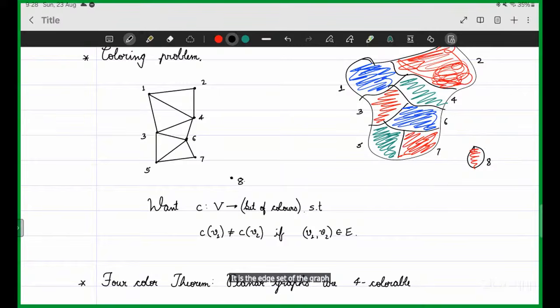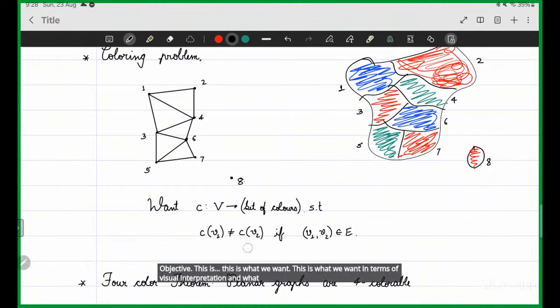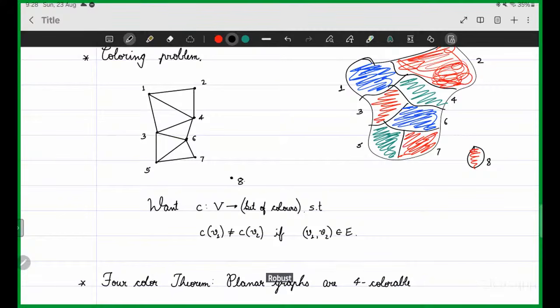What is the edge set? V1, V2 belongs to E means V1, V2 is an edge in the graph. They are sharing their borders. So is this fine? Is the mathematical interpretation fine? Yes, sir. Yeah. So this is the objective. This is what we want in terms of visual interpretation and what we want robustly as a mathematical function. Both of them we have stated.